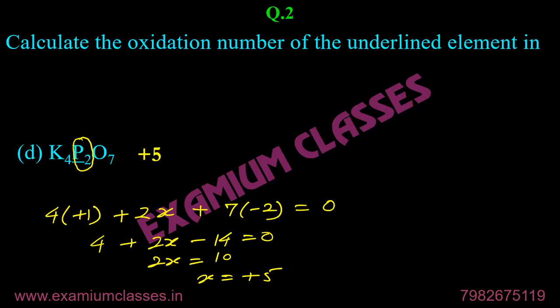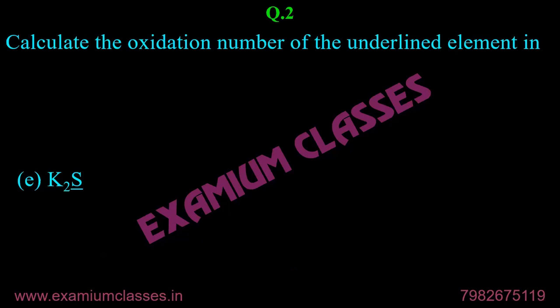Need to see which one is underlined. Next one, K2S. Yes, Karan, very quick. Good. Devansh, Shashwat, Ashi, Tuhina, good. Shivangi, Rashi, good. Remember, group 1 elements will always have +1. So twice of +1 plus X equals 0, X equals -2.